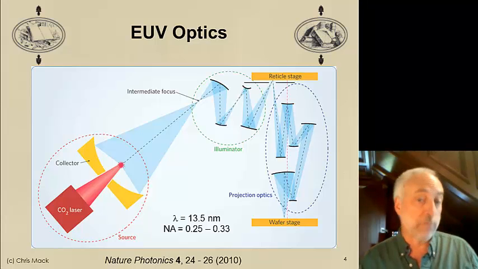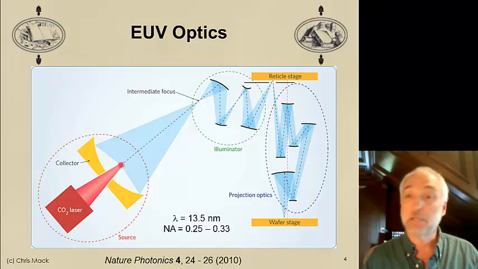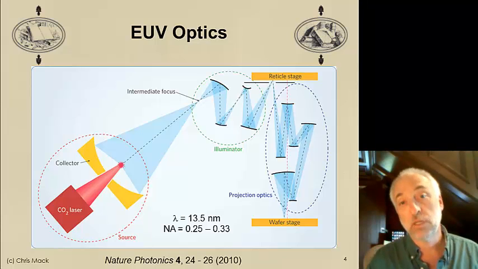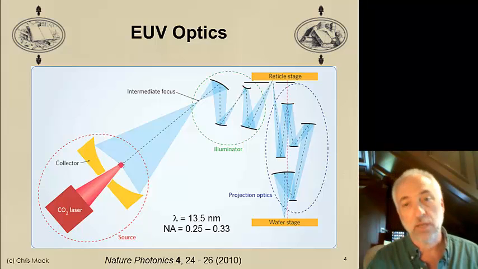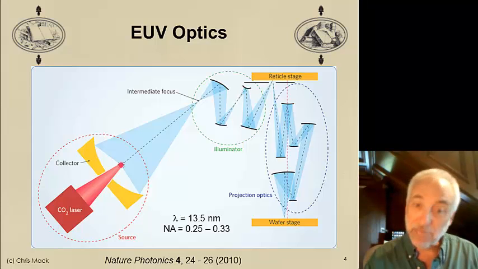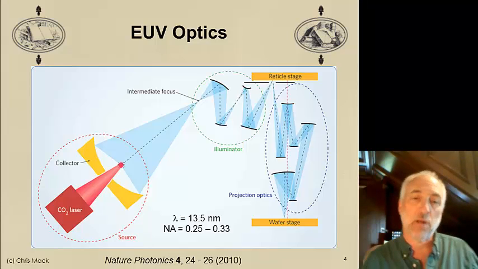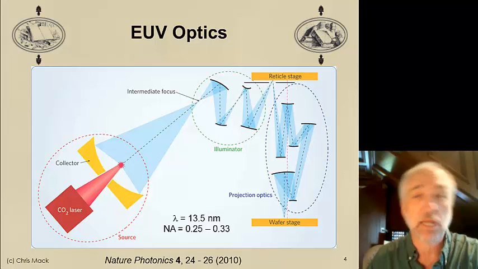So if we can solve all the problems, get it ready for manufacturing, it could be that EUV lithography will be the generation after 193 double patterning. But it's a big if, because there are some very significant problems remaining, and I'll try to describe those in the next few slides.